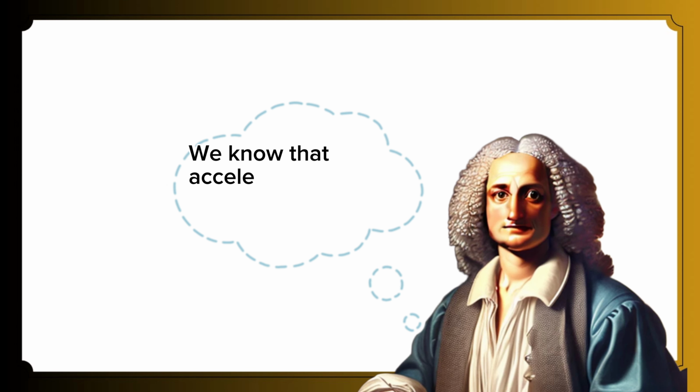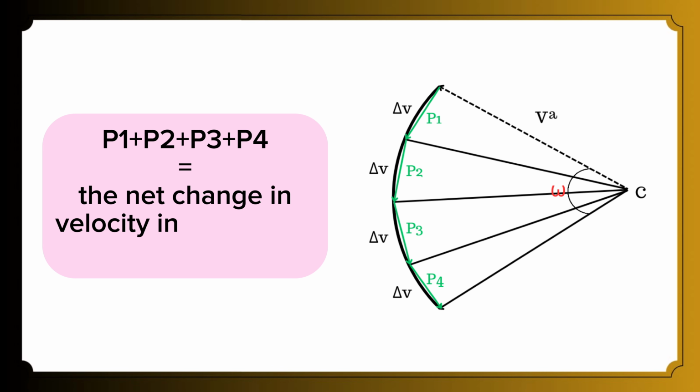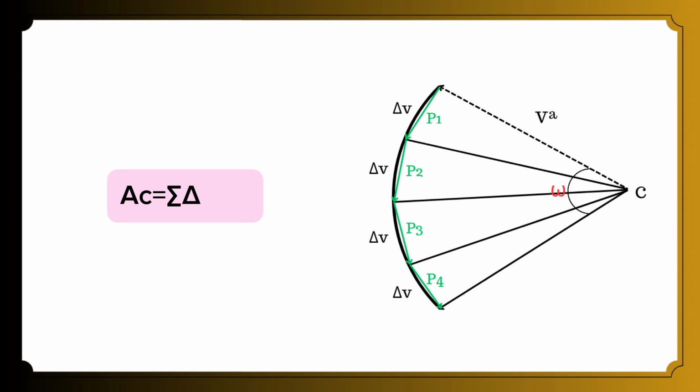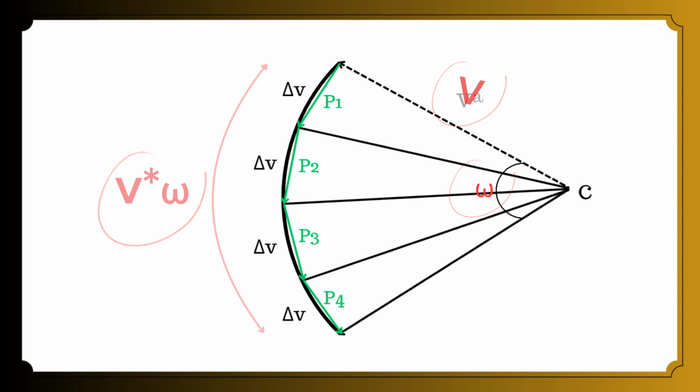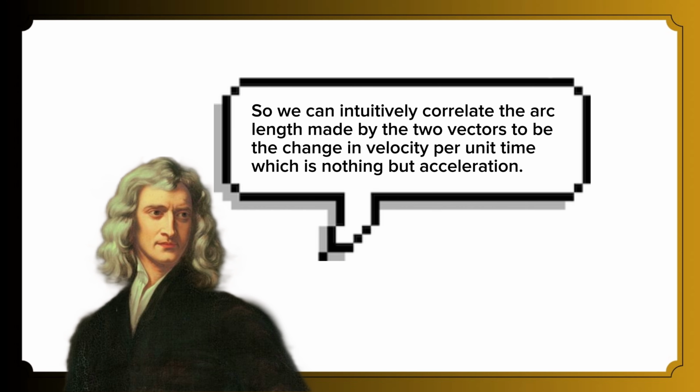We know that acceleration is defined as change in velocity per unit time. In this case, all the tiny changes acting along the arc length when added up essentially represent the net change in velocity in a unit time of 1 second. So we can intuitively correlate the arc length made by the two vectors to be the change in velocity per unit time, which is nothing but acceleration.